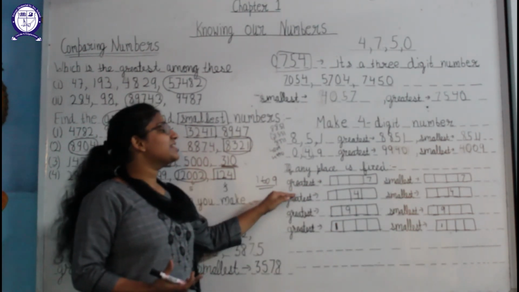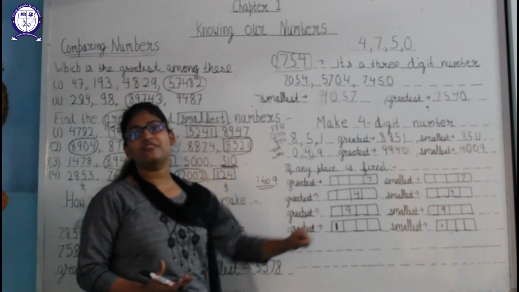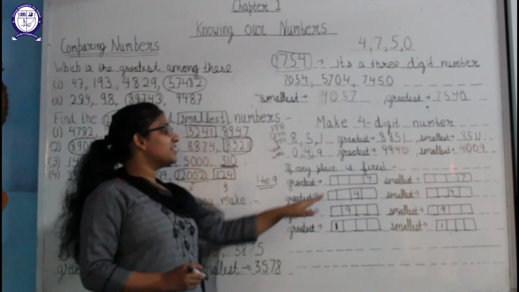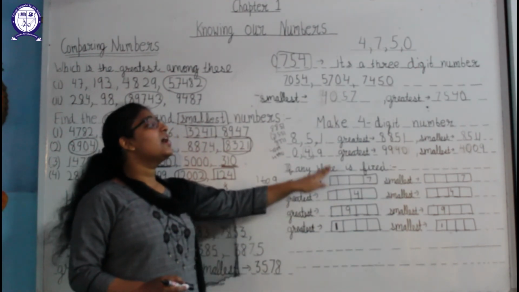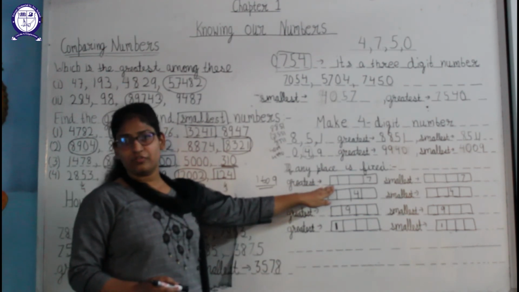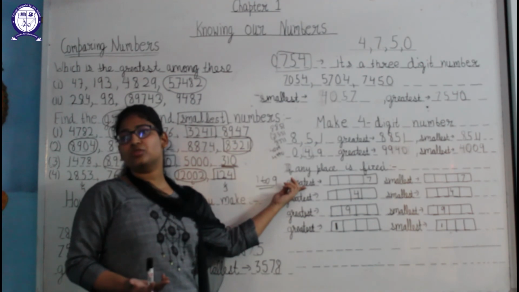In this first part we can see that the unit place is fixed in both the numbers, for the greatest one and for the smallest one. As 7 is placed at the unit place, we will not use 7 at any other place for making the number. So for the greatest number, where should we start to make the number?